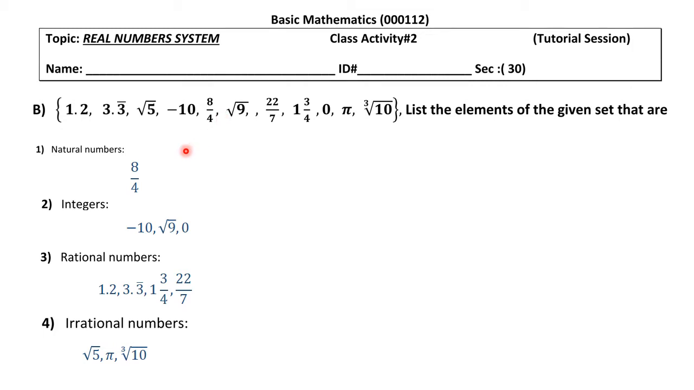Root 9 is plus 3 or minus 3, integer. A fraction, so rational number. Fraction, rational number. 0 is an integer. Pi, irrational number. And cube root of 10 is also irrational.